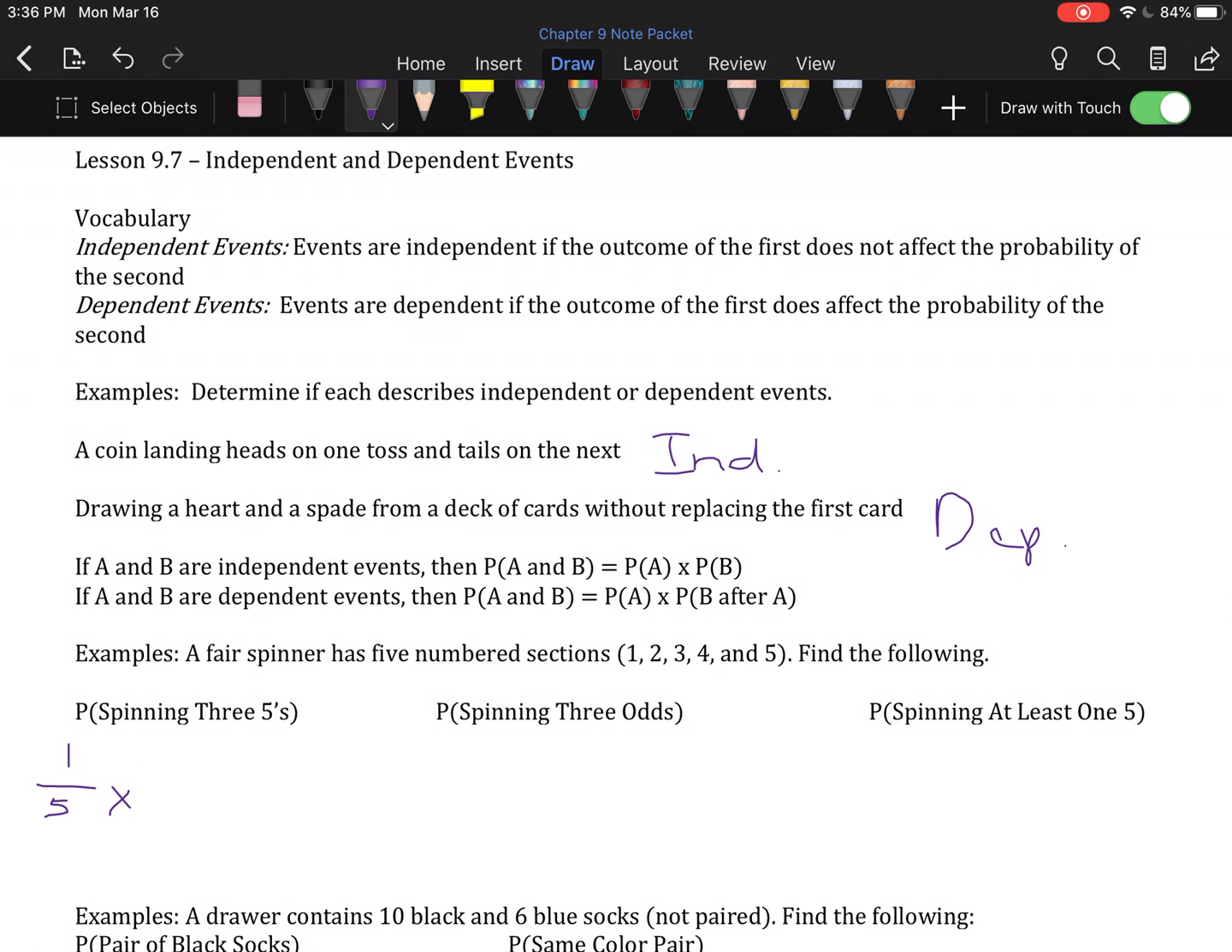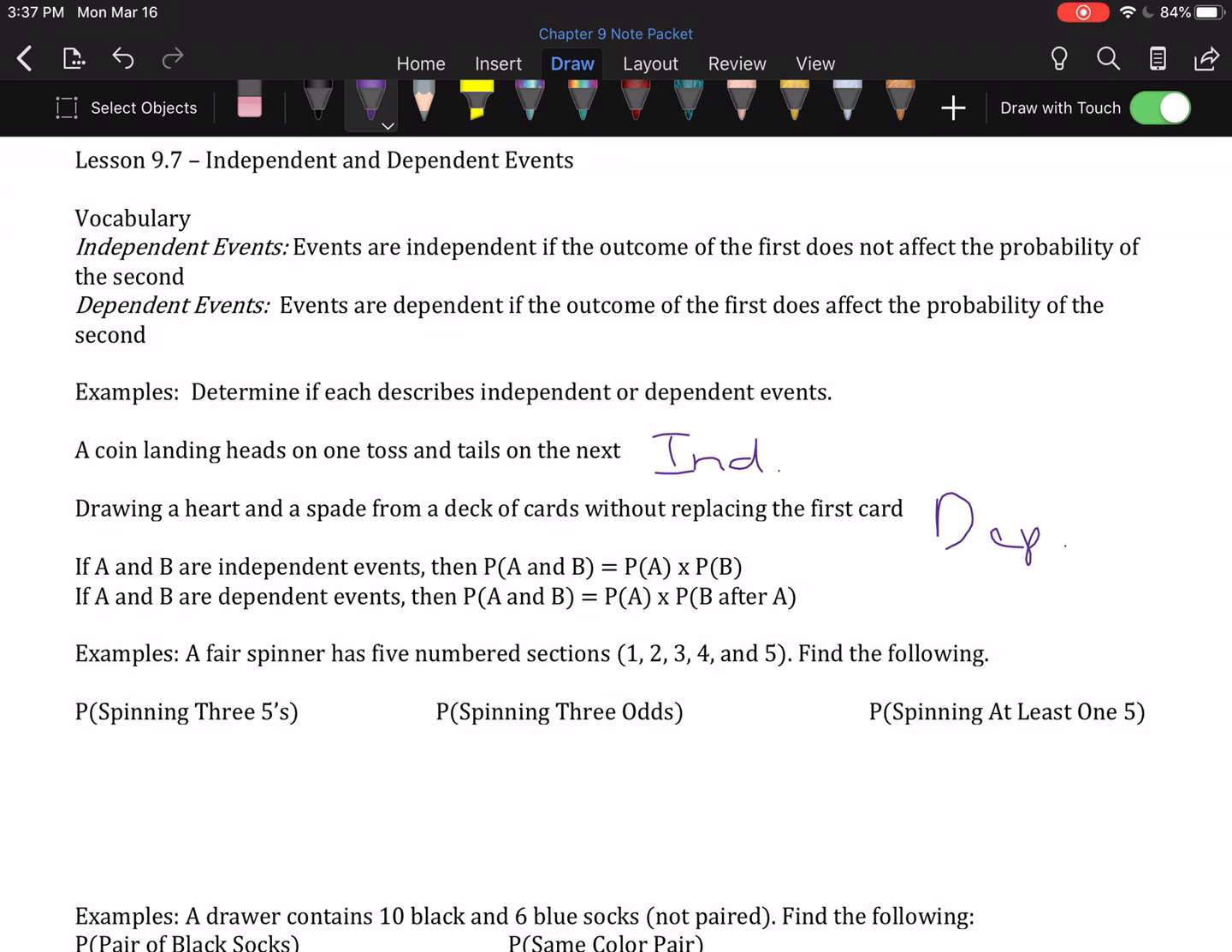Formulas say to multiply. The probability of spinning a 5 the second time is still 1/5, and the probability of spinning a 5 the third time is 1/5. So we just have to multiply straight across. None of these fractions simplify, so our answer doesn't simplify. 1 times 1 times 1 is 1. 5 times 5 times 5 is 125. If I were you, I would leave the answer as a fraction, because this isn't going to be a very pleasant decimal. So I'm going to erase that so I've got room to work here.